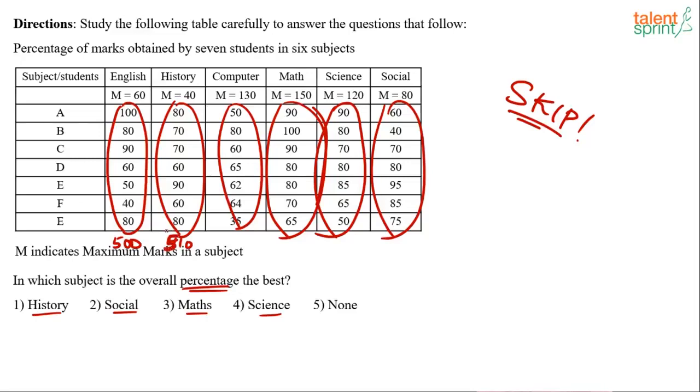Be careful. Then 50 plus 80, 130, 130 plus 60, 190, 190 plus 65, 255, 255 plus 62 is 317, 317 plus 64 is 381 plus 35. Anyway, it's going to be less than 500, so forget about it. I've already got 510 as the highest, so anything which is appearing to be less than 500 can be neglected. This is not even reaching 400, so forget about it.